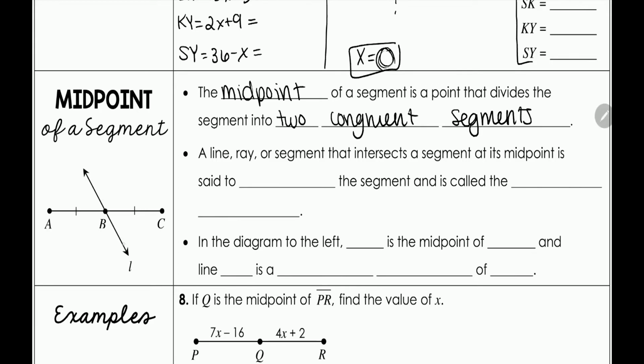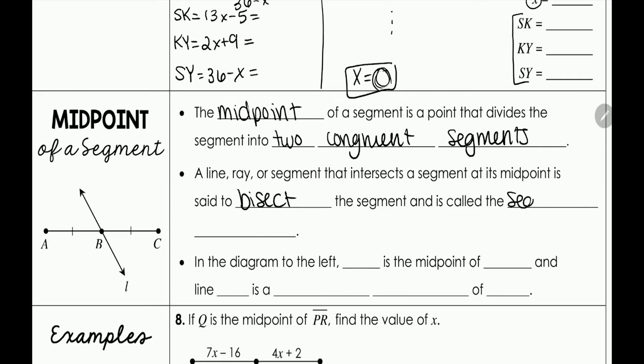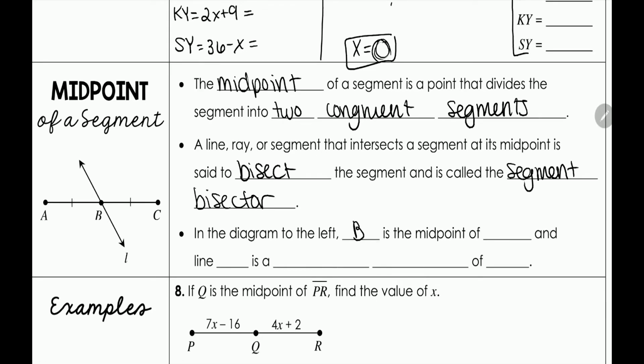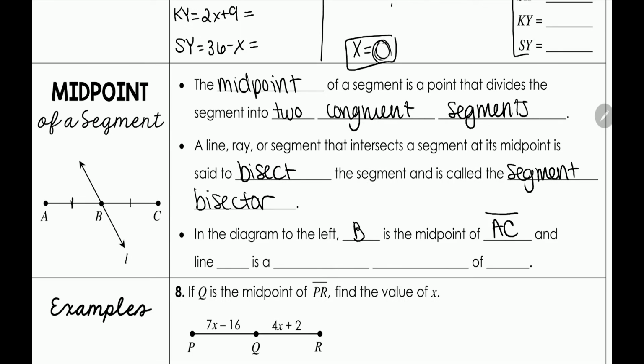So for example, here you can see this one hits it right at the midpoint, because B is the midpoint because it separates it into two equal parts. It's said to bisect the segment, and that's going to be called the segment bisector. So like I said, in the diagram to the left, point B is the midpoint of this line segment AC, because it cuts it perfectly in half. These little lines right here mean that they're the same length. So from A to B is the same as B to C, and since they're the same, they're congruent. So B splits this line segment into two congruent segments, meaning it's the midpoint.